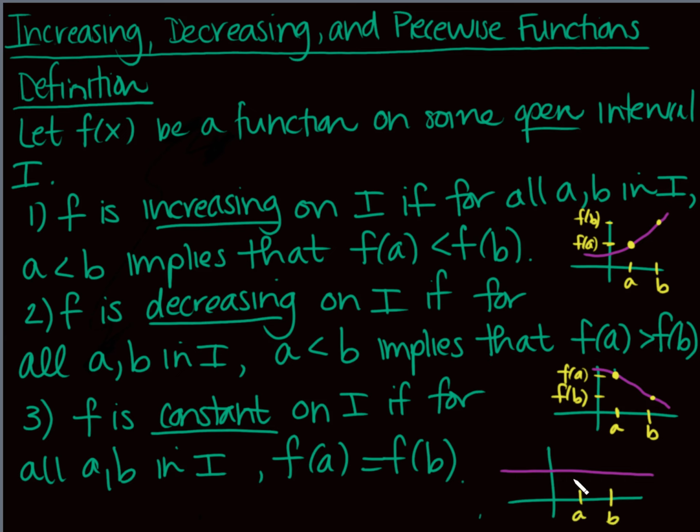Here's my A, here's my B. Notice they are the same where they're supposed to be. All right, so three things that can happen to a function, a graph of a function that we're describing on an interval: increasing, decreasing, or constant.